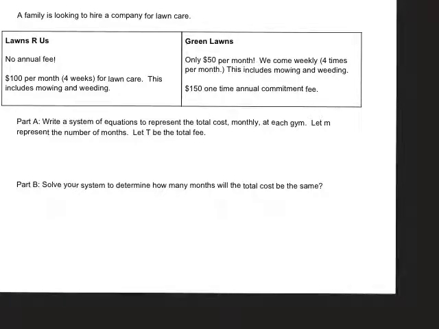As promised, here is the video on solving this word problem.